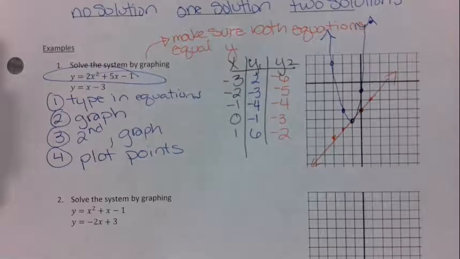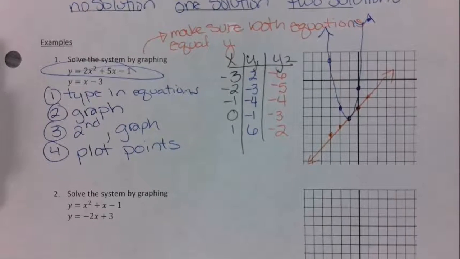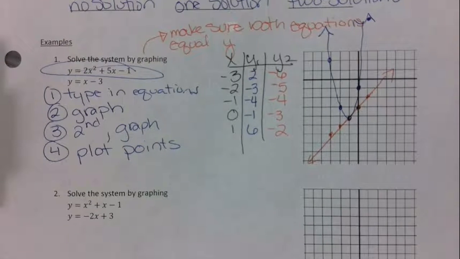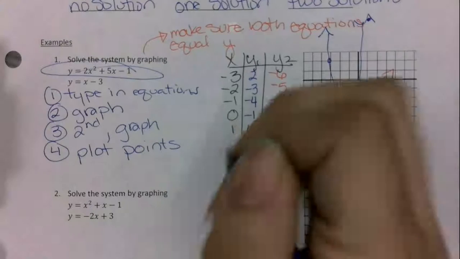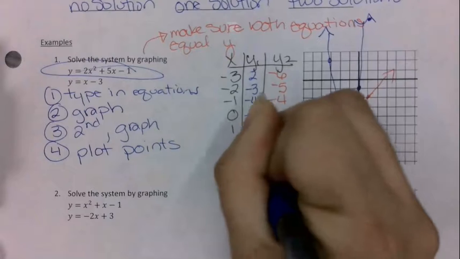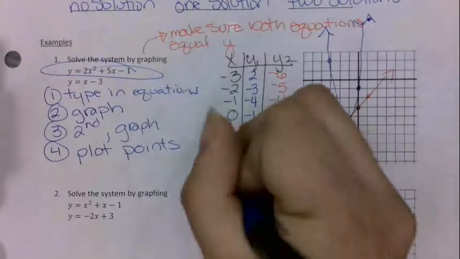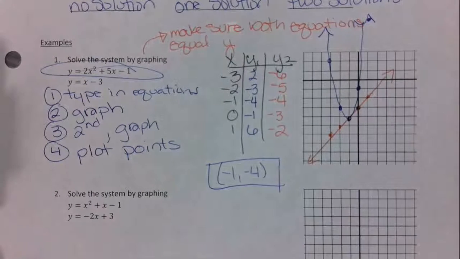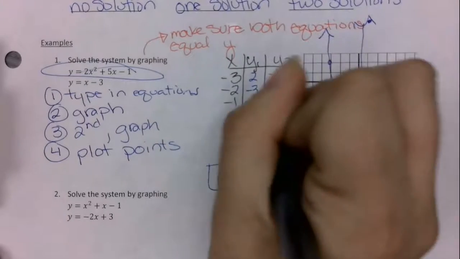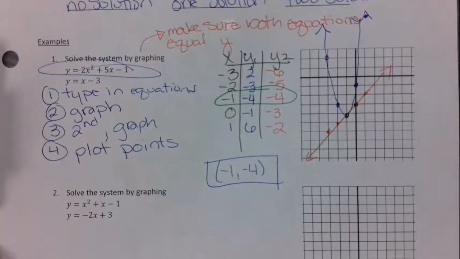Okay, so then I need to say where they're crossing. Where are the red and blue graphs crossing at? -1, -4. This is the blue pen that sucks. I can also tell, because if I look at this table of values, it's where the y values are the same.